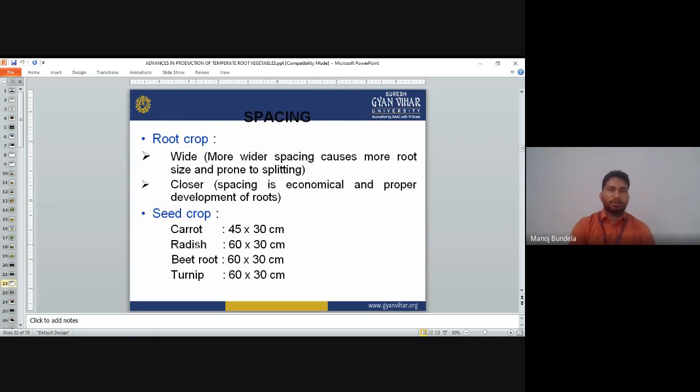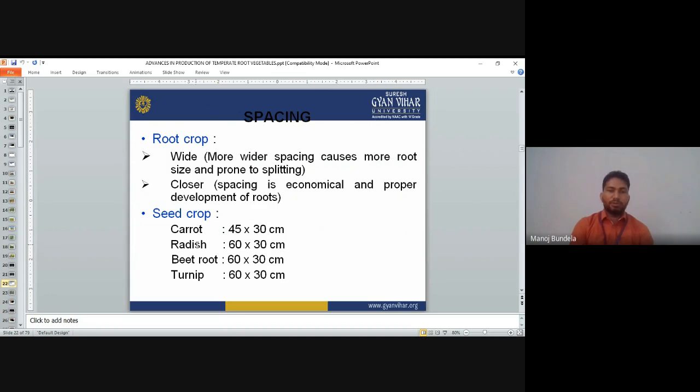Next is spacing. Wider spacing causes larger root size and makes roots prone to splitting. Closer spacing is economical and gives proper development of the root. So normally we go for closer spacing. If spacing is more, there is a chance of splitting of the crops, so we give a smaller spacing.